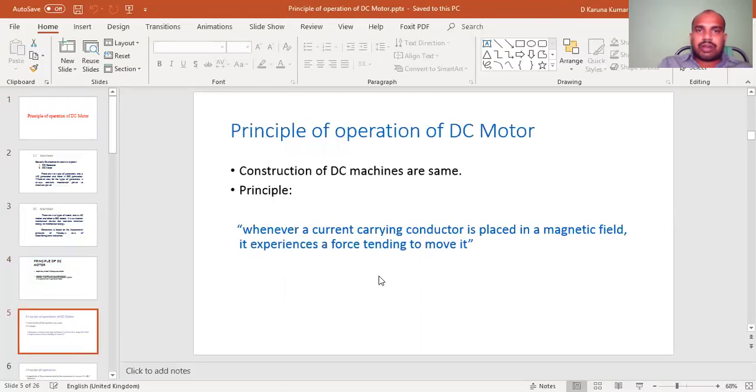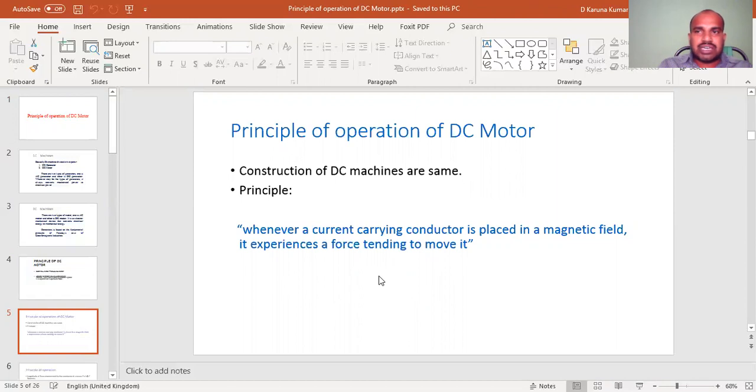Now, the construction of DC machines. The construction of a DC generator and a DC motor is the same. The important main parts of a DC machine are the yoke, poles, field winding, armature winding, commutator, brushes and bearings. The same parts are in the DC motor also.